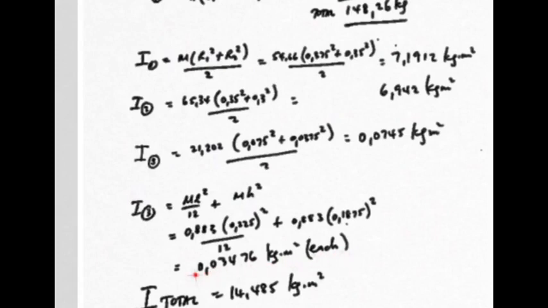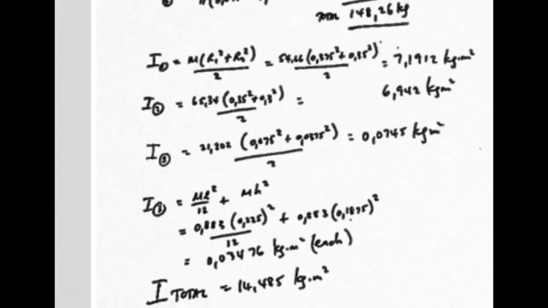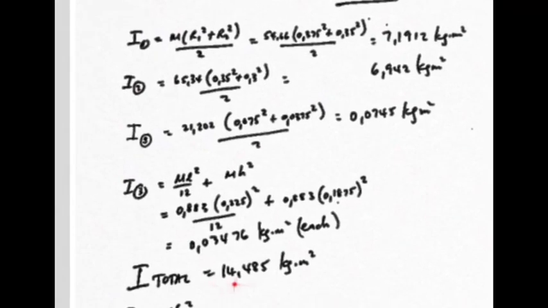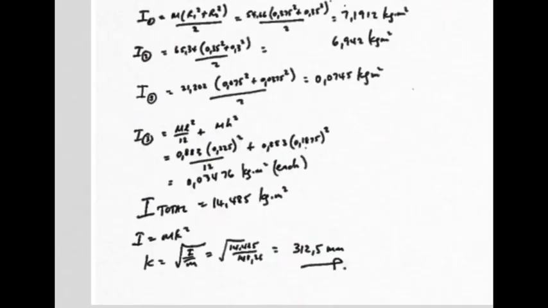So for each spoke, you have 0.03476 kilogram meters squared. Remember, that'll get multiplied by 8. And finally, you need to get this total, 14.485 kilogram meters squared. The very last step, I equals mk squared. So k is 312.5 millimeters. That would be the spot where you could pretend all the mass of the flywheel to exist to achieve the same I, 312.5 millimeters.